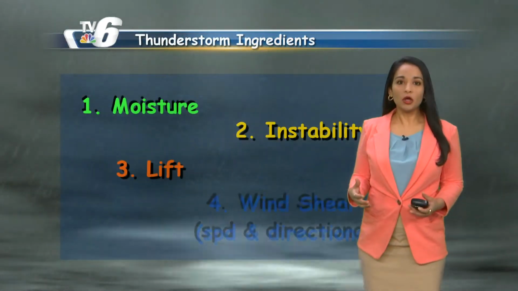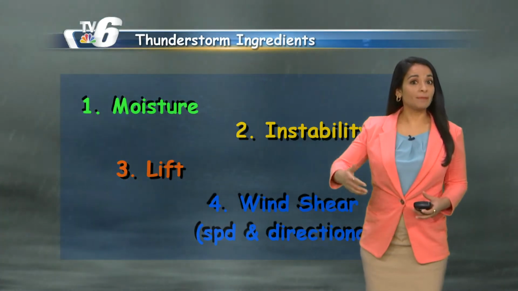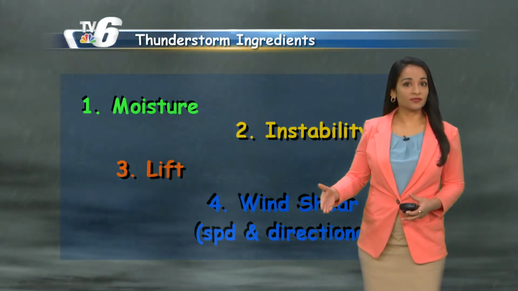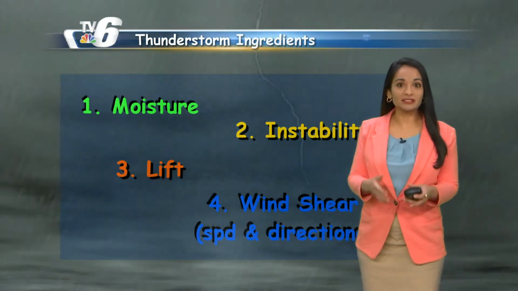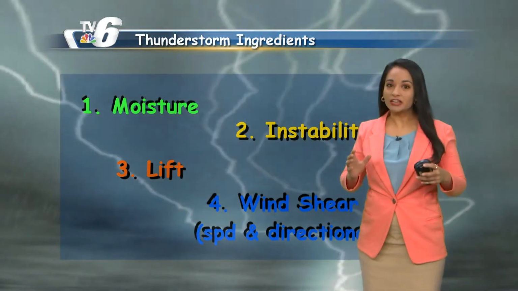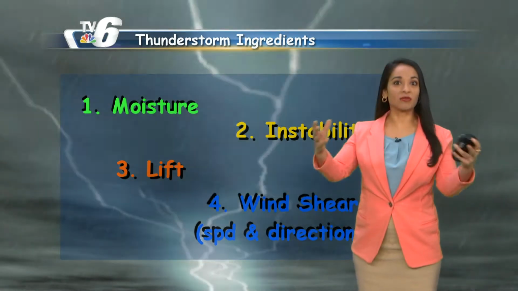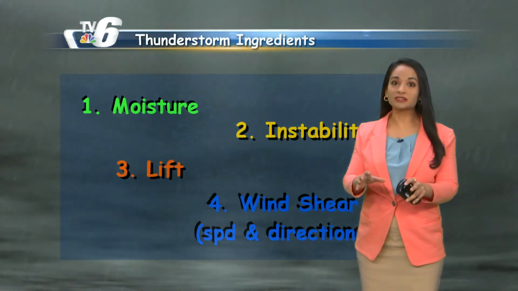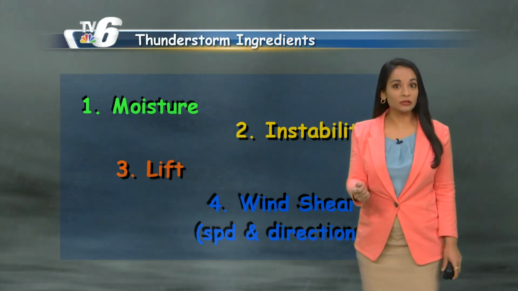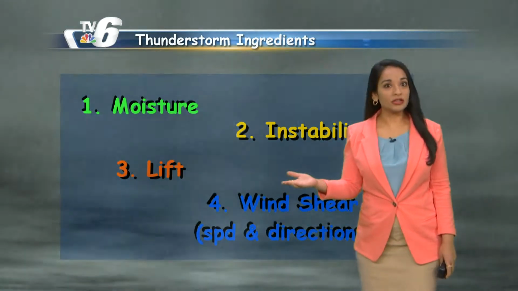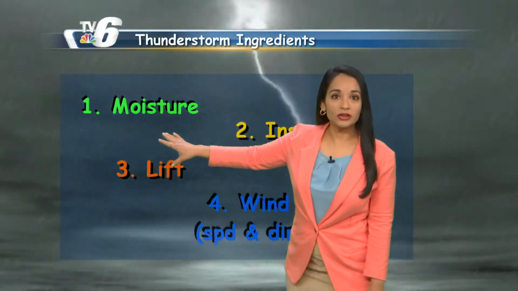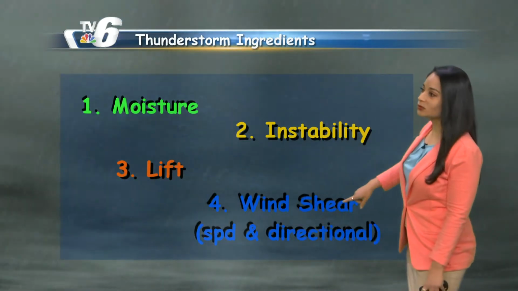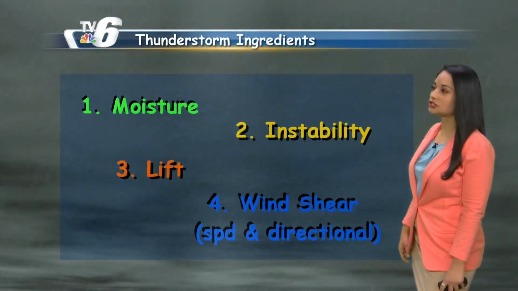Crazy, right? But in order for thunderstorms to develop, we need a specific amount of ingredients in place for it to develop. Just like baking a cake, think about it. You need to mix up all the ingredients in a bowl, and you have to put it in the oven, and it bakes and it rises, right? So you need all those ingredients in place to bake a cake. It's very similar to a thunderstorm. You need a specific set of ingredients. These are the ingredients that you need: moisture, instability, lift, and wind shear, speed and directional wind shear.